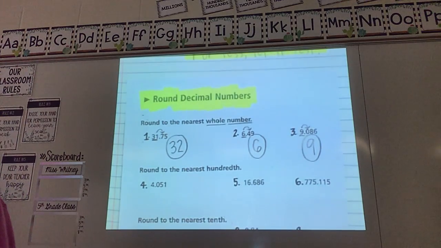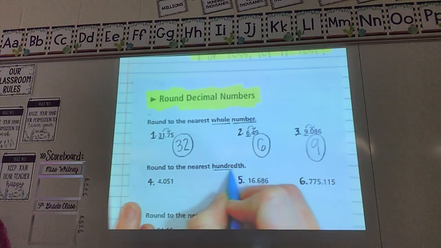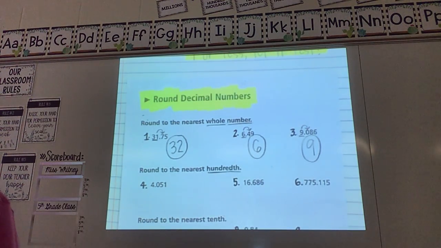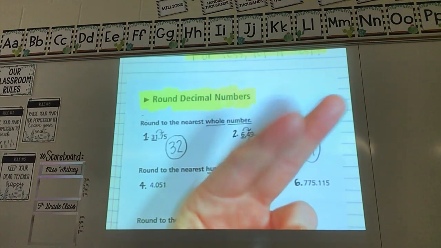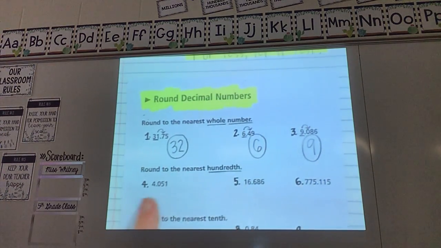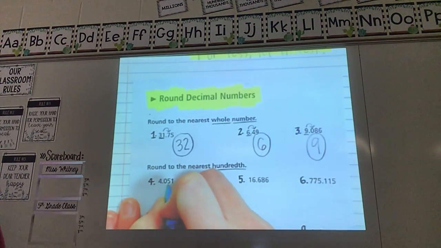And my directions have changed, so we need to read them very carefully. Round to the nearest hundredth. Oh, we've got to think here. Hundredth. How many spots after the decimal is the hundredths? Hopefully you are saying 2 spots. The hundredths is 2 spots after the decimal because remember it goes tenths and then hundredths. So which number am I going to underline as being 2 spots after the decimal in the hundredths place? That would be the 5.